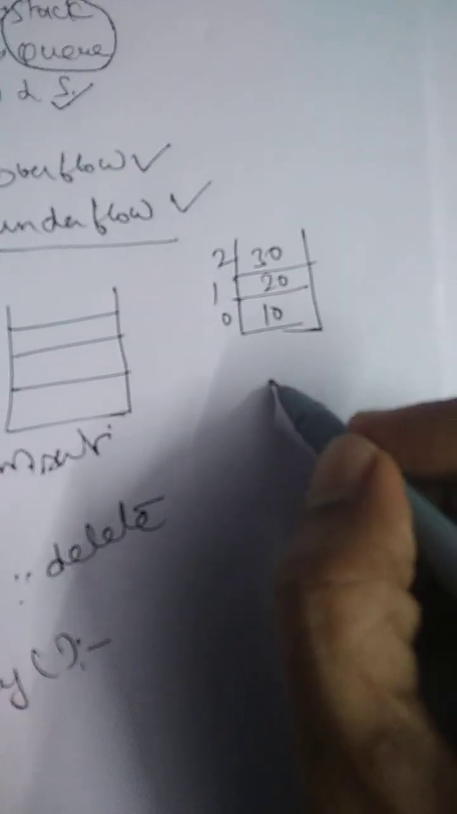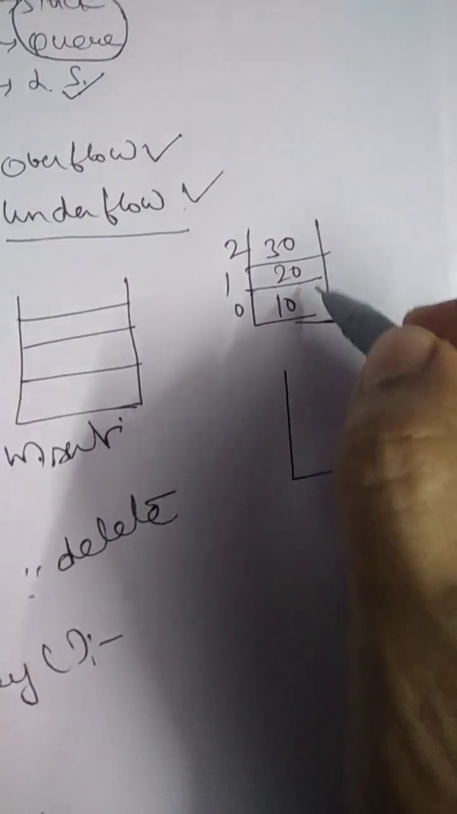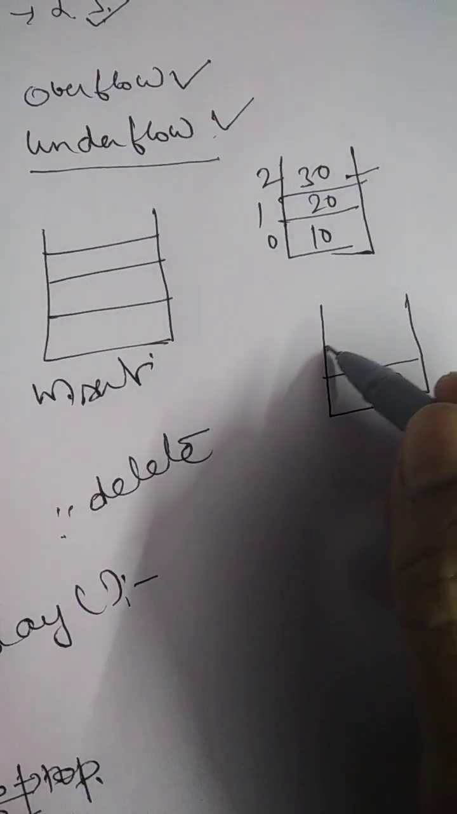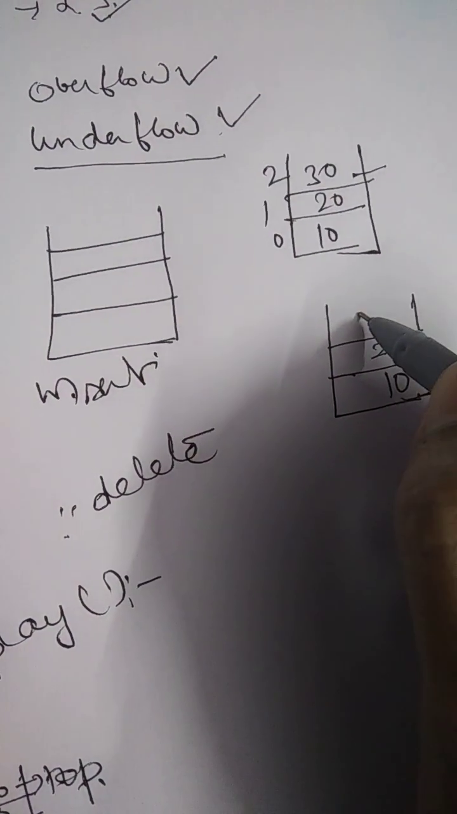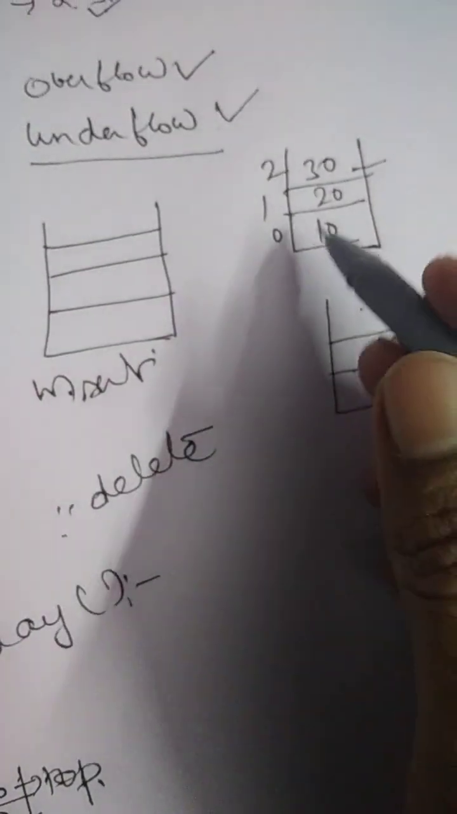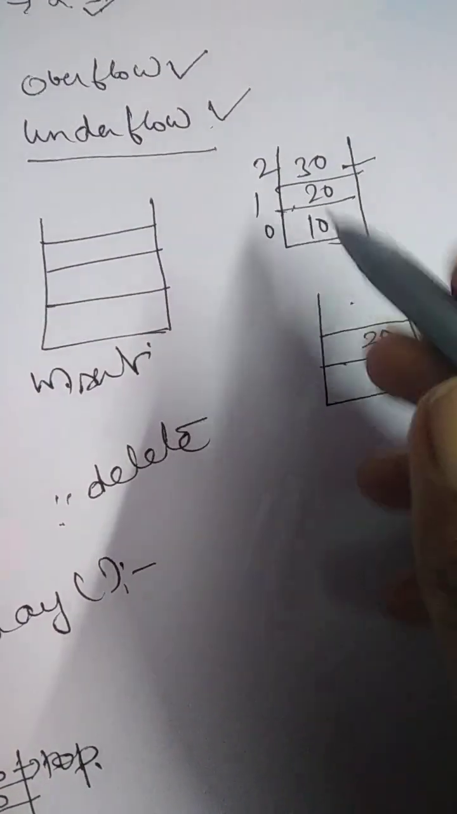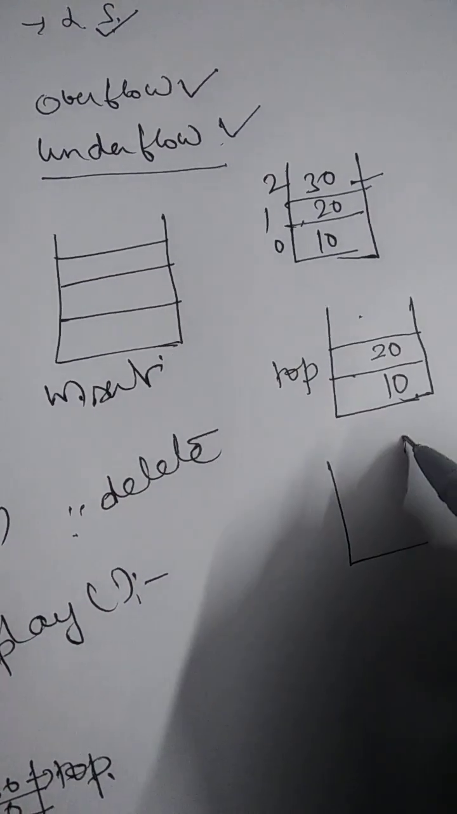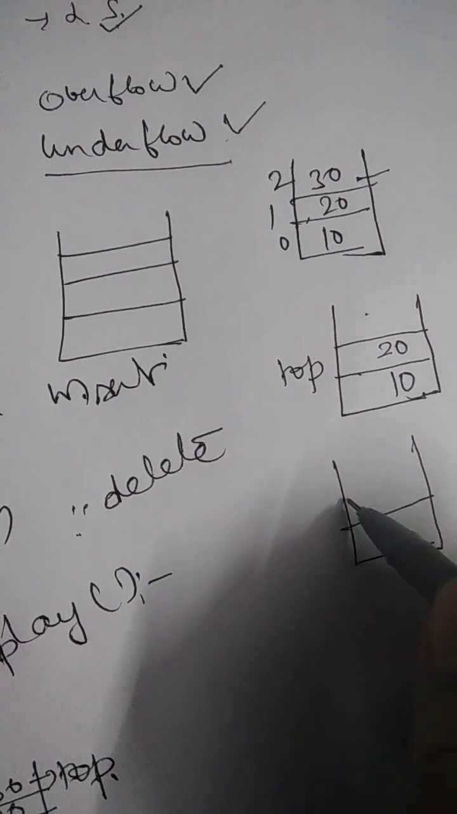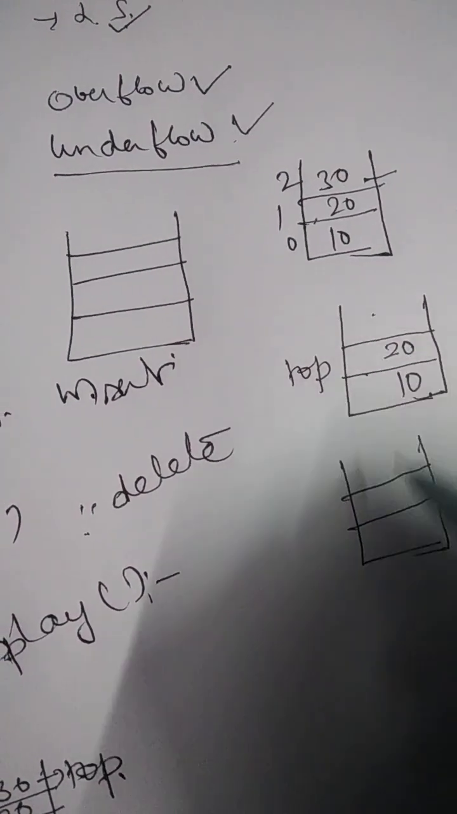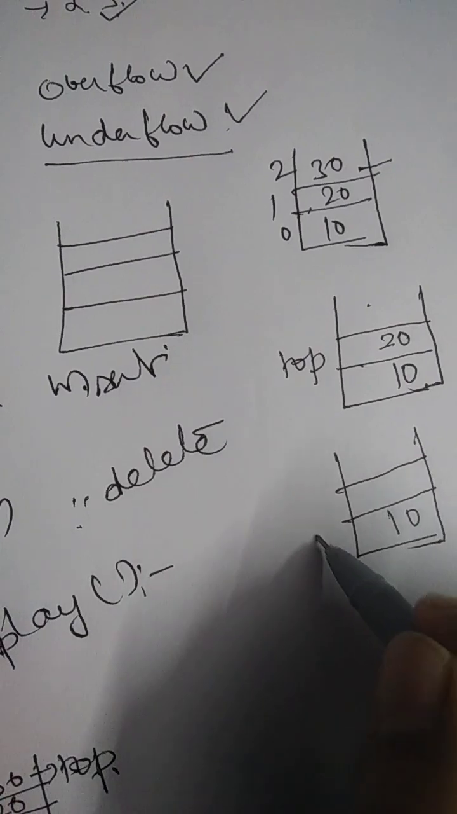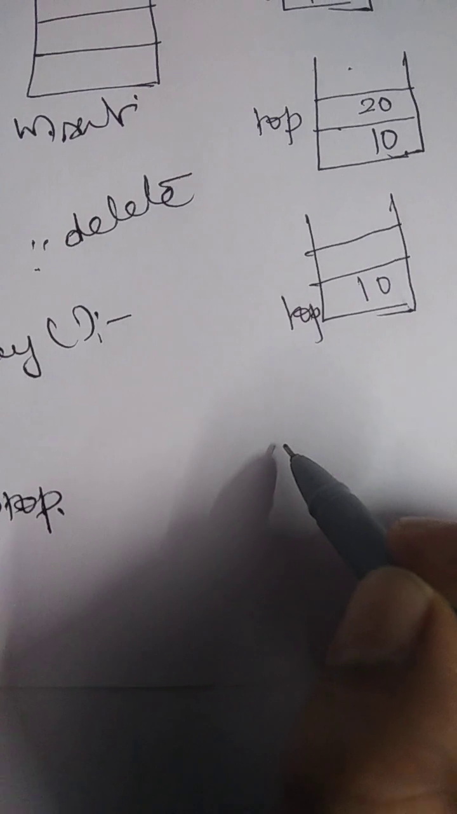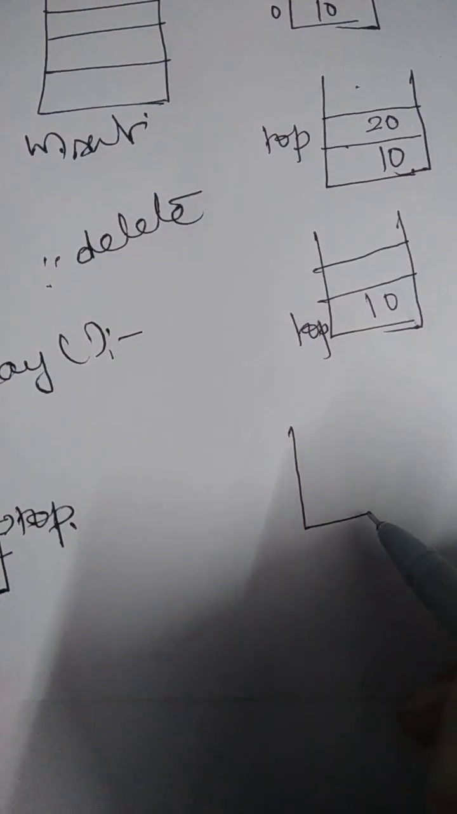Now I want to delete elements from the stack. From where do you have to delete? You have to delete from the top of the stack. Now I am deleting the element 30, so the top position will be decremented by 1, and the top will be here. Next I am deleting one more element, 20. Now the top position will be here. Now I am deleting the last element also, that is 10.